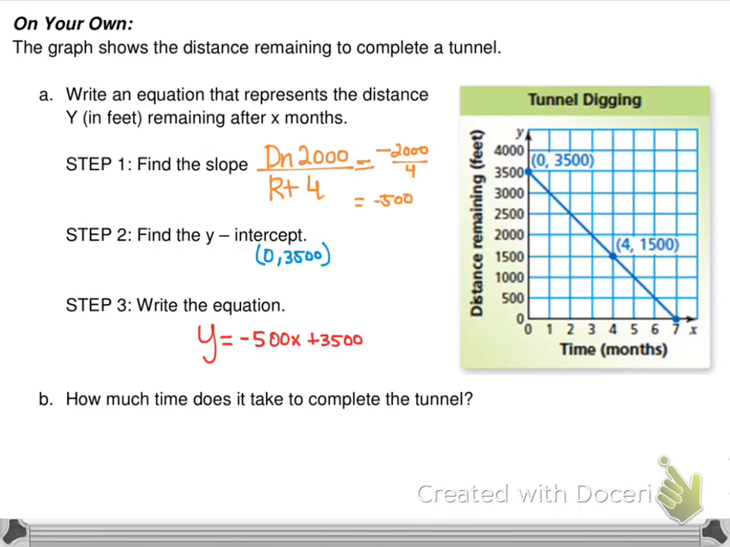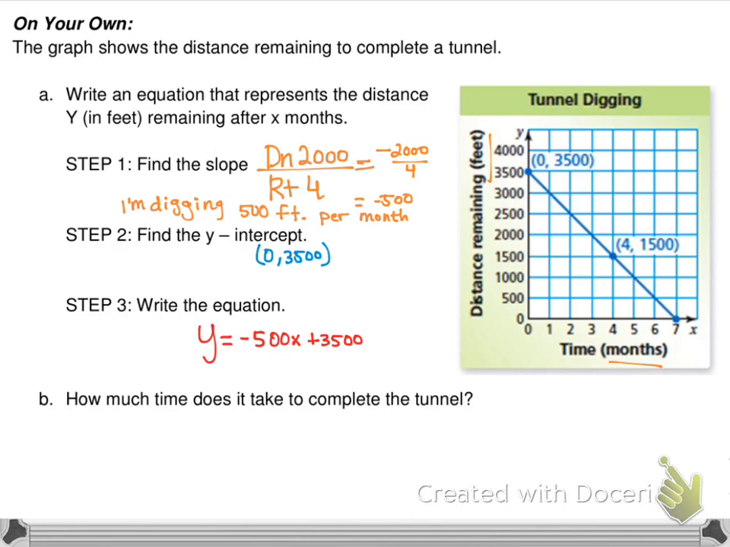The slope. I went down 2,000 and right 4. That's simplified to negative 500. The slope is whatever the number is, per my y per x. So if you think about it, it means I'm digging 500 feet per month. That's what the slope means. I'm digging 500 feet per month. If you don't have that down, please make sure you write that down.